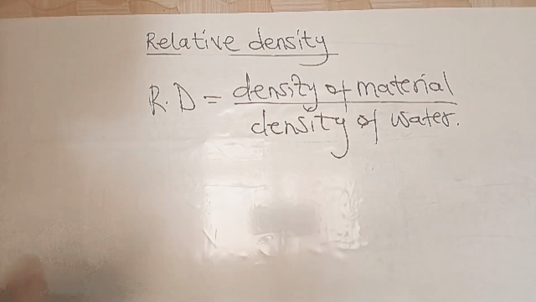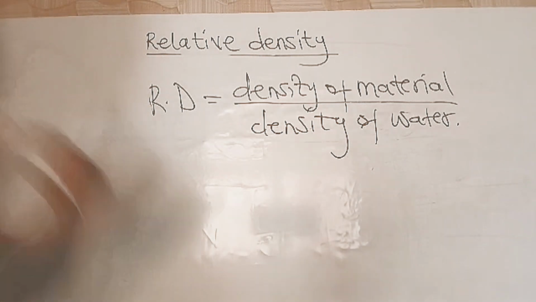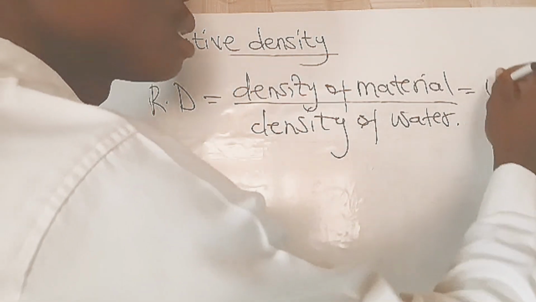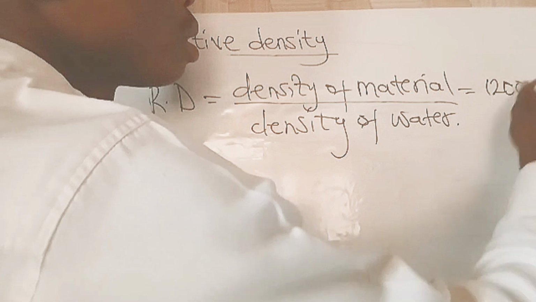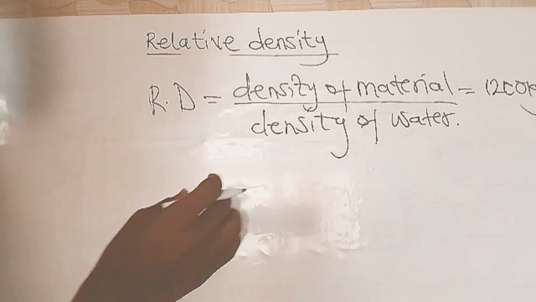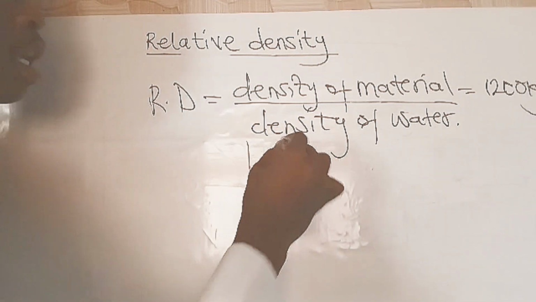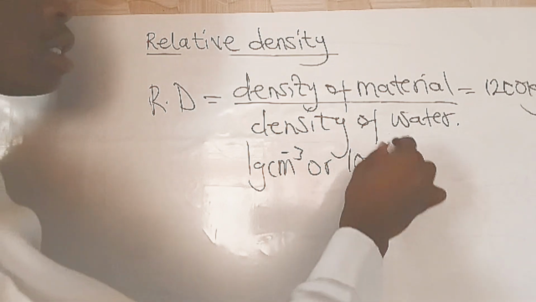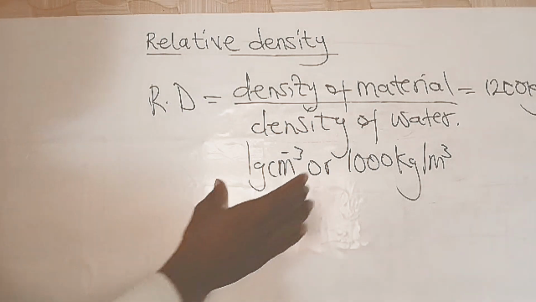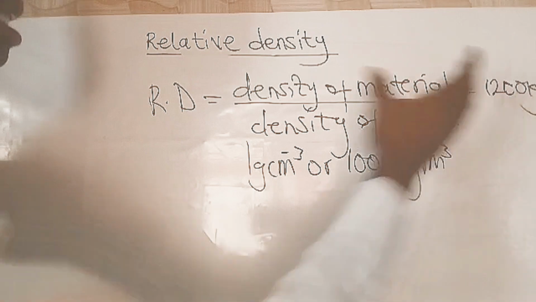Let's say you have a material that has a density of 1,200 kilograms per meter cube. Then the density of water is always 1 gram per centimeter cube, or 1,000 kilograms per meter cube. This is the density of water, and it is constant here. So we have the density of the material and the density of water.